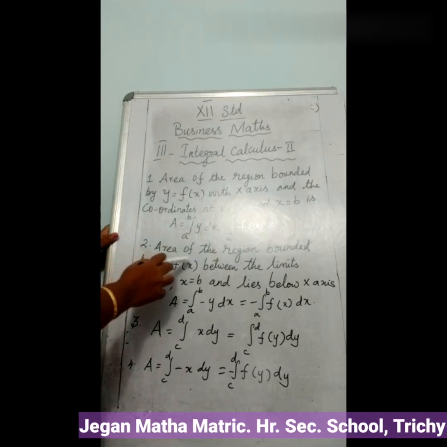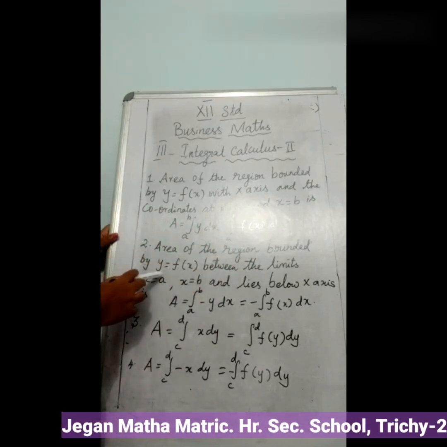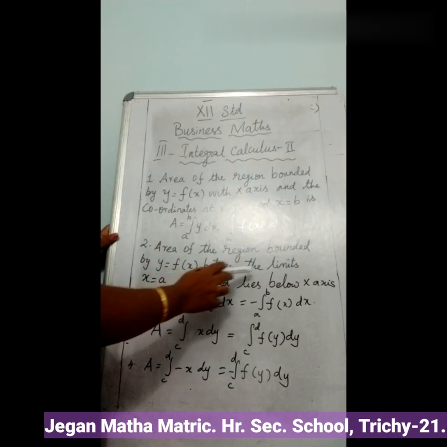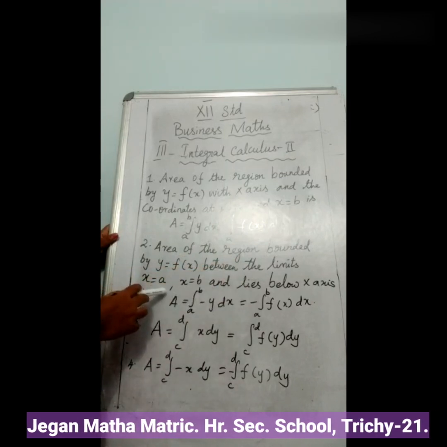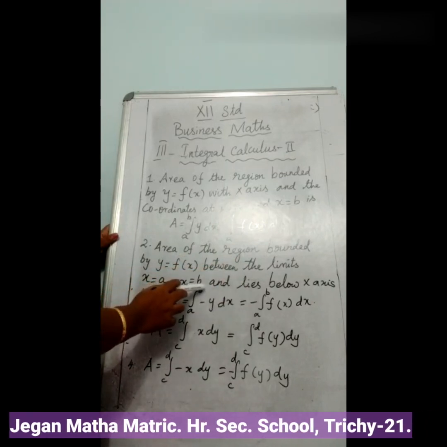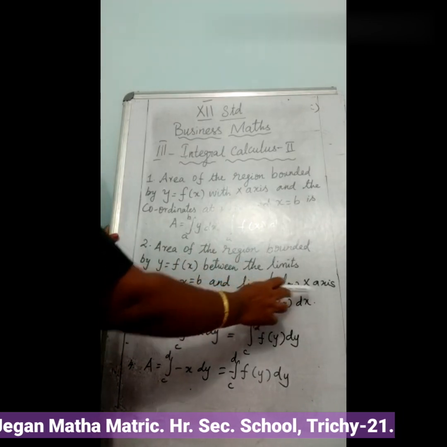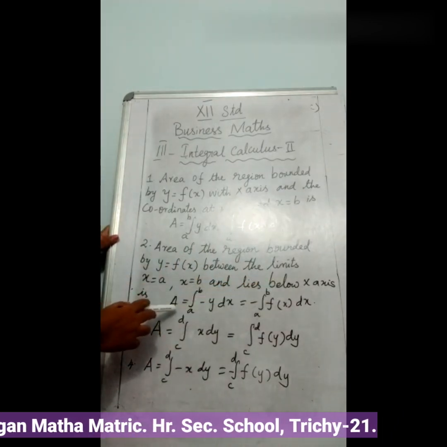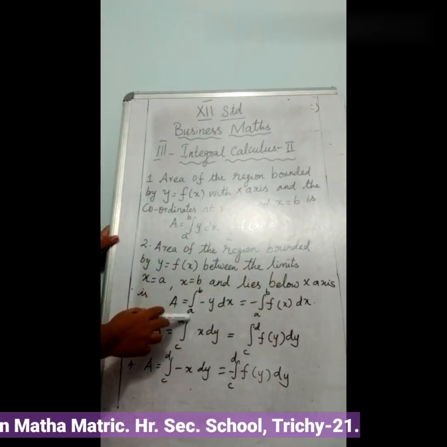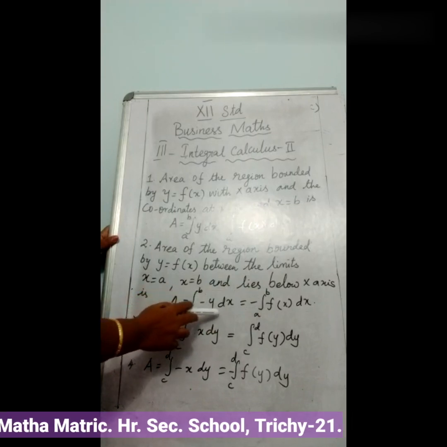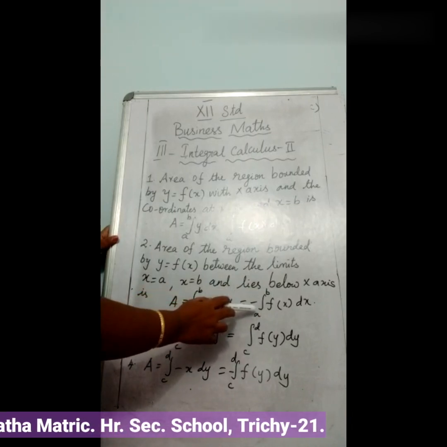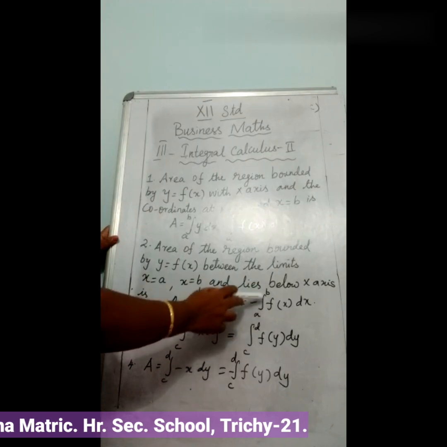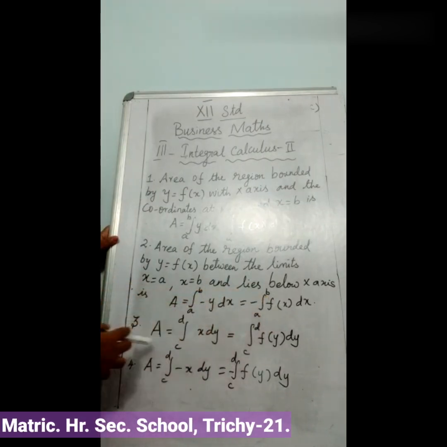Second one, area of the region bounded by y = f(x) between the limits x = a, x = b and lies below the x-axis is A = integral of a to b of -y dx = -integral of a to b f(x) dx.